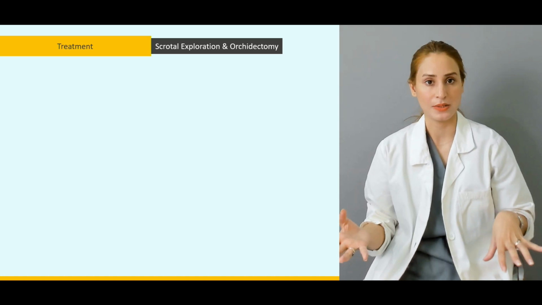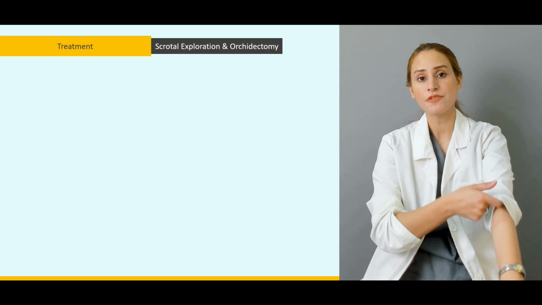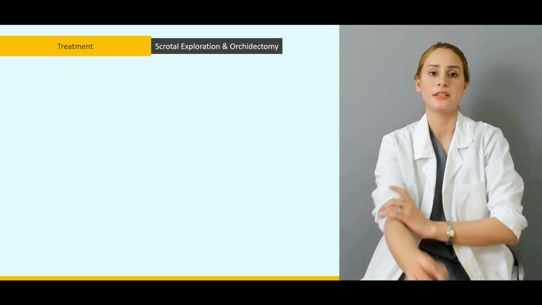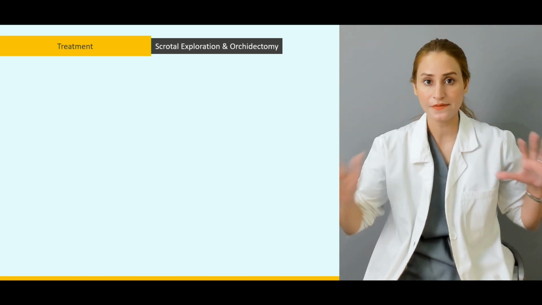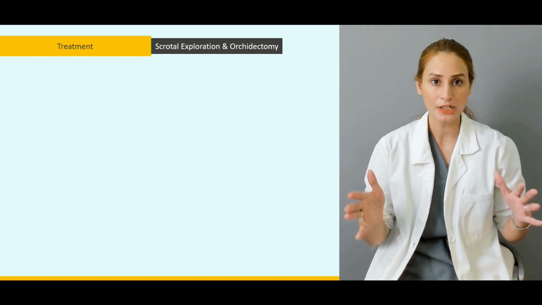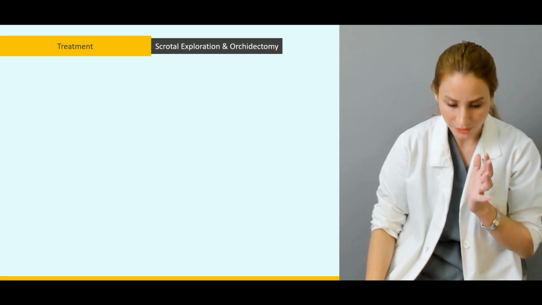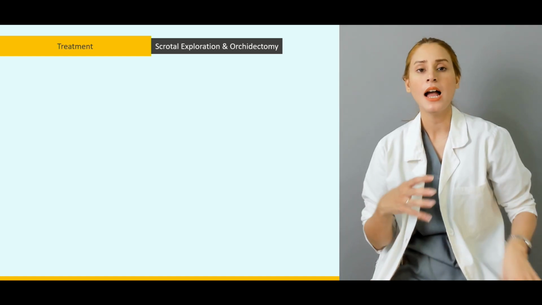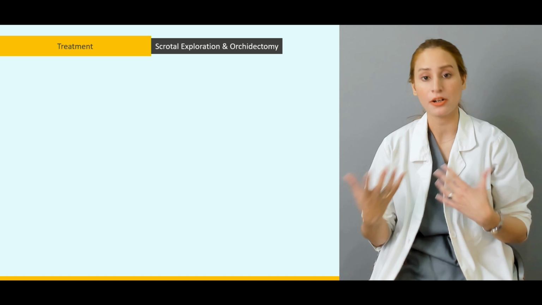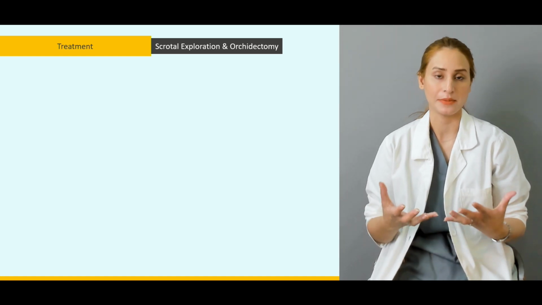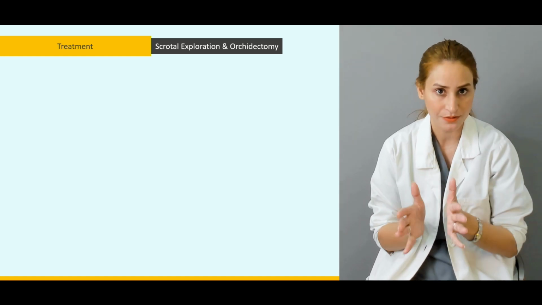Now, another very important thing is that you stage the cancer, and then you decide the treatment strategies, right? First of all, I'll be discussing the options we have available for the testicular tumor, and then one by one we'll be discussing the stages and their treatment. So, scrotal exploration and orchidectomy. This is a surgical option we have available.